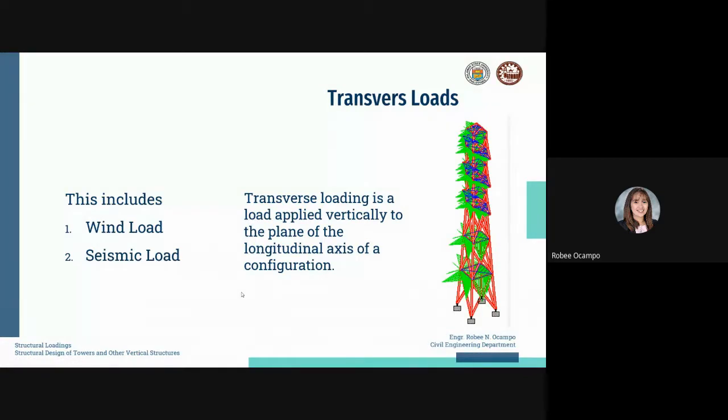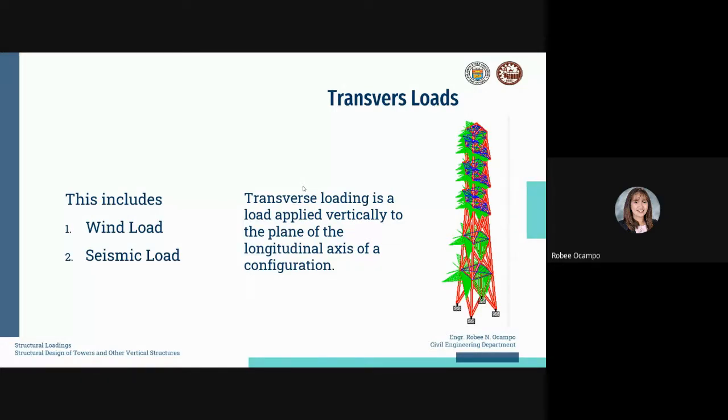So if we have the vertical loads naman, no, we also have the transverse loads, no? So your transverse loads is the opposite of your vertical. So if the vertical loads are perpendicular to the ground or to the roof system or to the floor system, the transverse loads naman is applied perpendicularly to the plane of the longitudinal axis of a configuration. So for example, if you have a tall building or a tall structure, it is applied perpendicularly to the plane of the longitudinal axis, which is yung pahaba o yung height nung structure. So these are what we call the transverse loads.